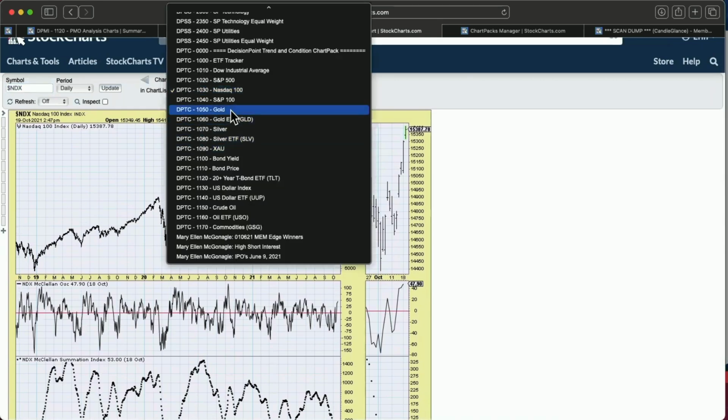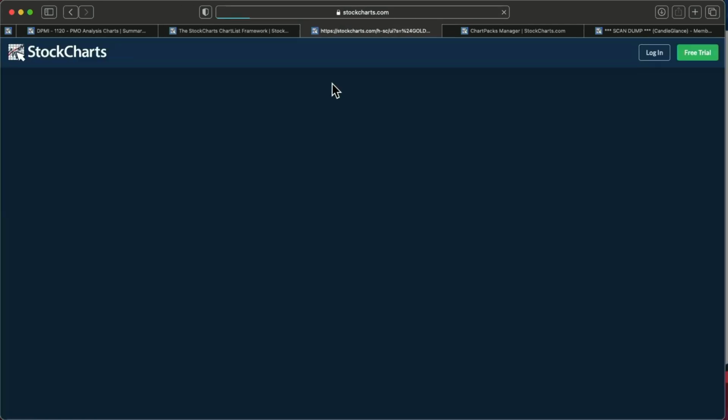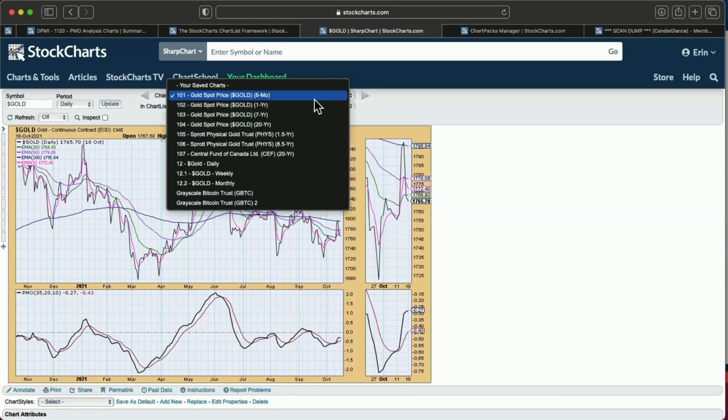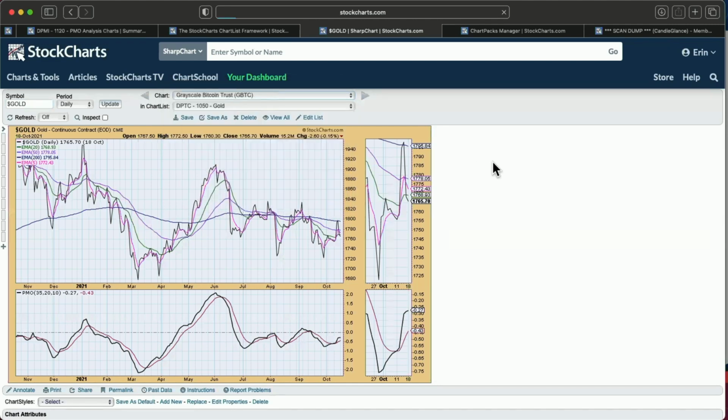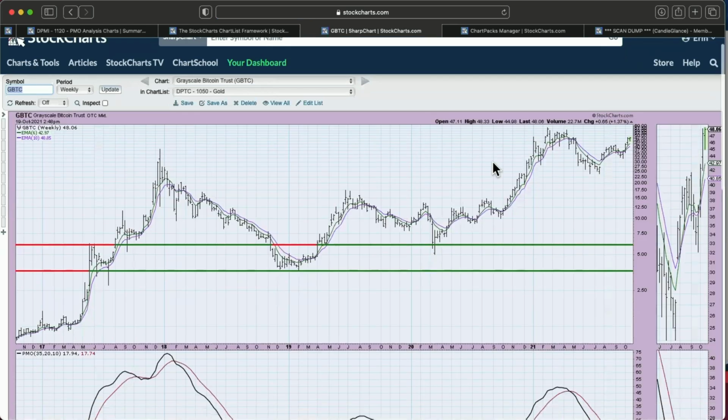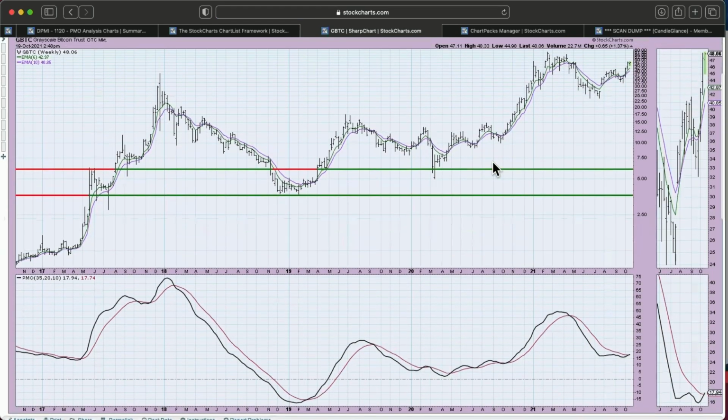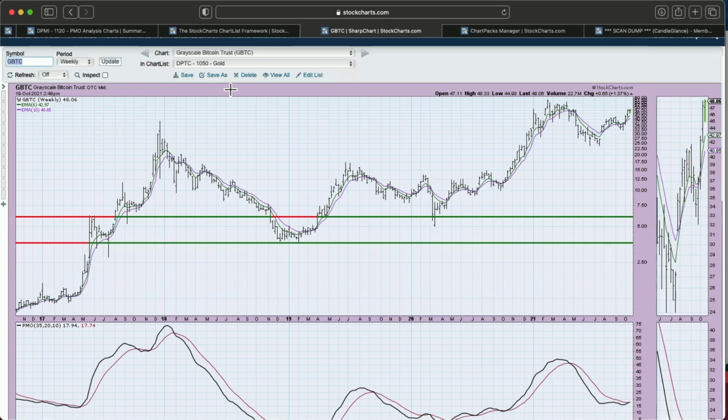Like I said, if you go into the gold chart pack for trend and condition, you're going to see the various dollar golds, long-term, short-term. We follow the Physical Gold Trust as well, and we've added Grayscale Bitcoin in there to look at as well inside of the trending condition chart pack.